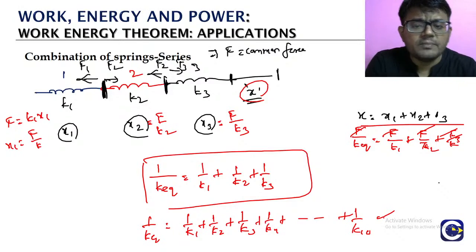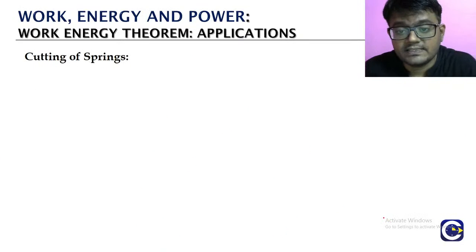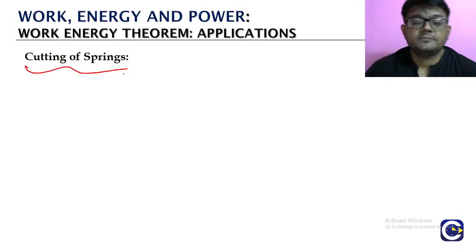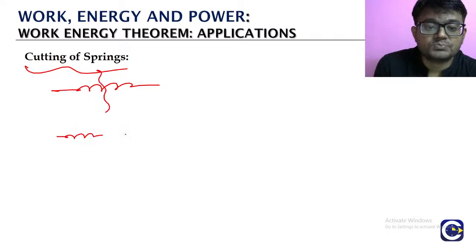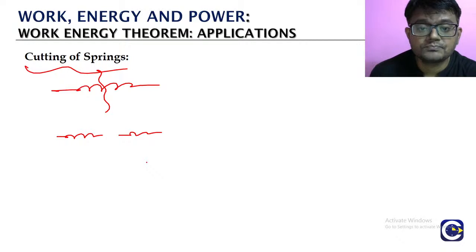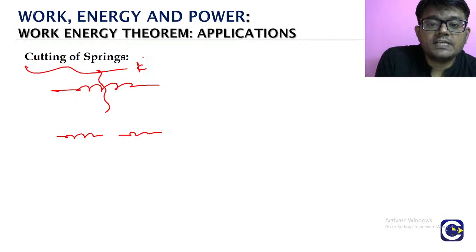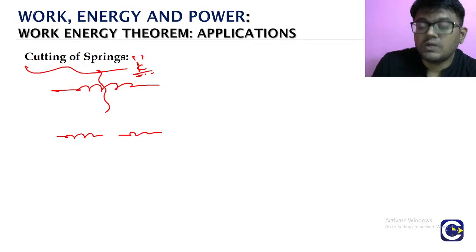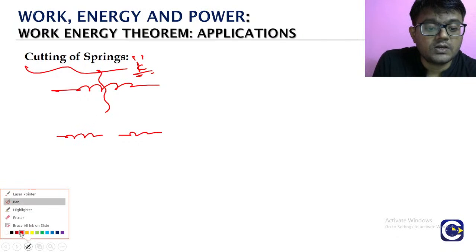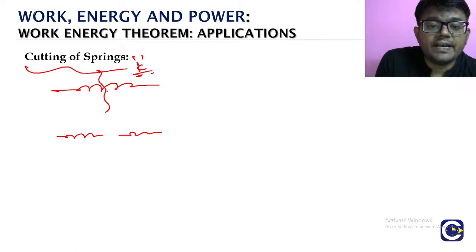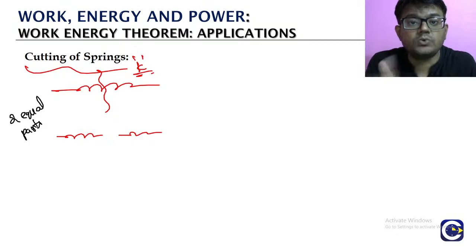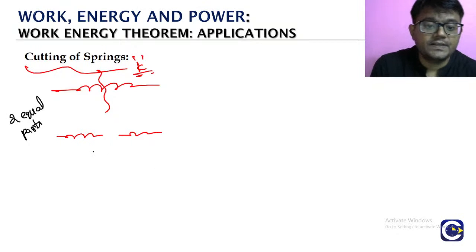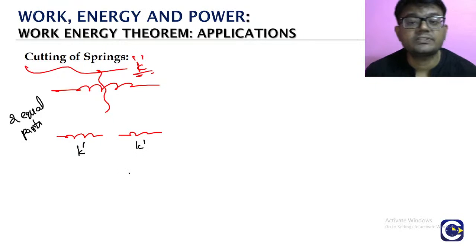Now from here, we will also look at a special case, that is cutting of the springs. What do you mean by cutting of the springs? Let us say we have a spring. We cut this into 2 parts. We will get 2 springs. So let us say the original spring has a constant K. If you divide the spring into 2 equal parts, first we are beginning with dividing the spring symmetrically, into 2 equal parts. They are identical, right? So let us say each of them has a spring constant K dash.